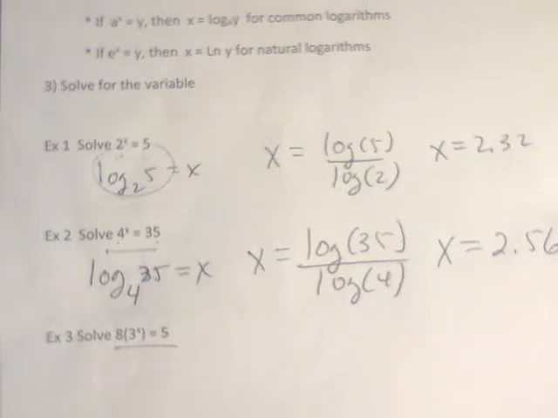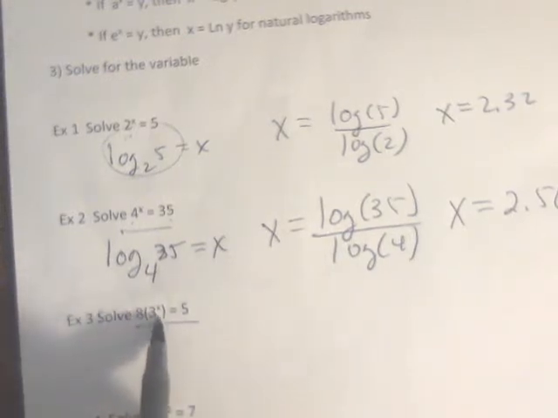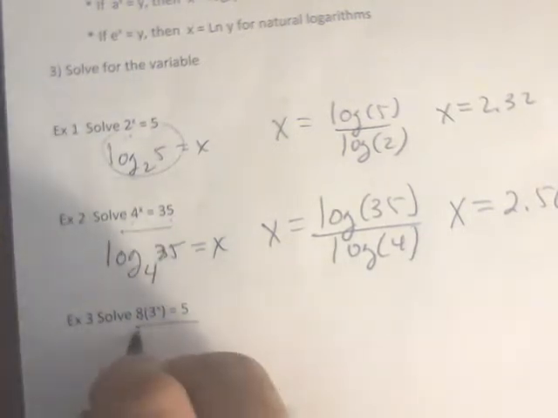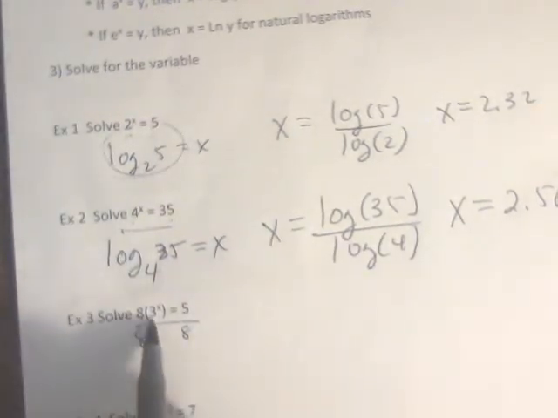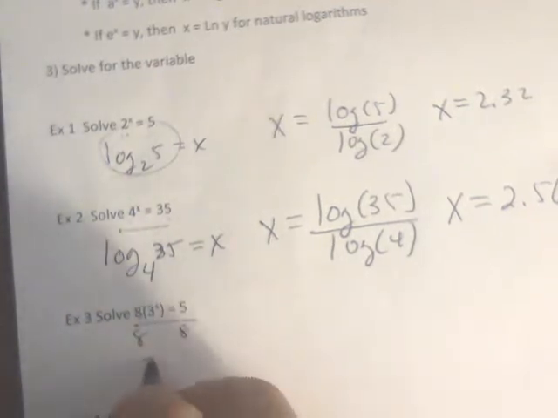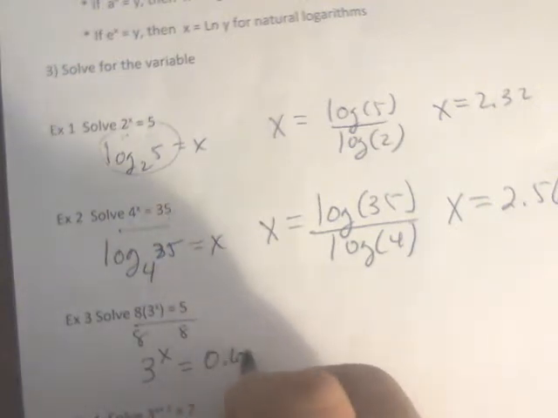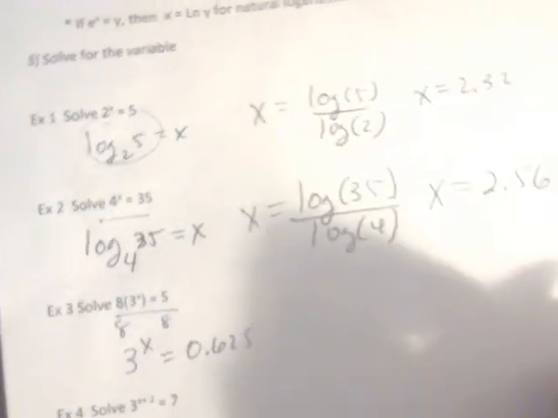Now, in example 3, the difference here is that we have 8 times 3 to the x equals 5. Now, we can't take 8 times 3 because they have different exponents. So we can divide both sides by 8. Now, I can't divide by 3 because, again, the 3 has an exponent, but the 8 does not. So this leaves me 3 to the x is 5/8, or I can make that 0.625 since the decimal terminates. Same thing.